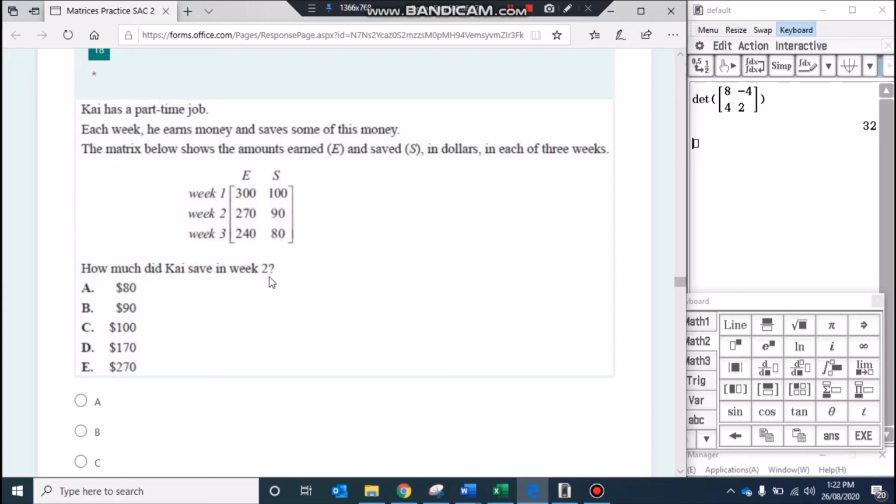So this question is just asking you to simply interpret the matrix that we've got here. We've got some information in a matrix and we want to understand what's going on. So we know week 2 is row number 2, and the money he saved is denoted with the letter S, which is in column 2. So if you look at the intersection of the savings and week 2, it's this 90. So he saved $90, which is option B.